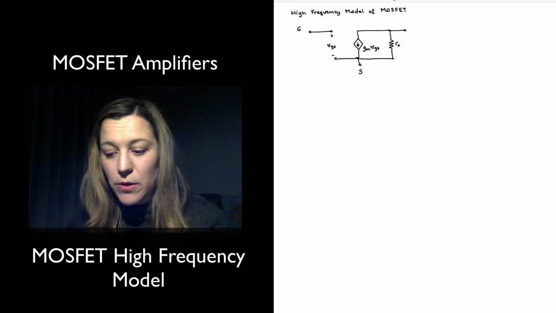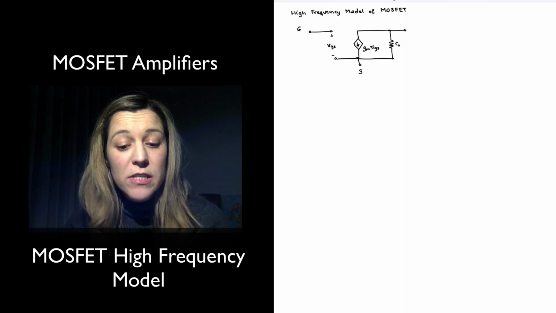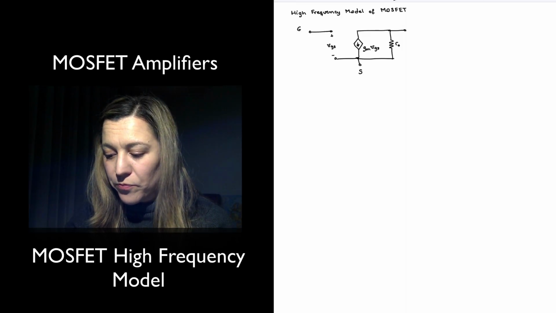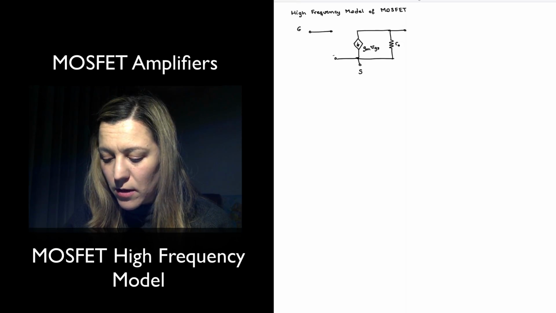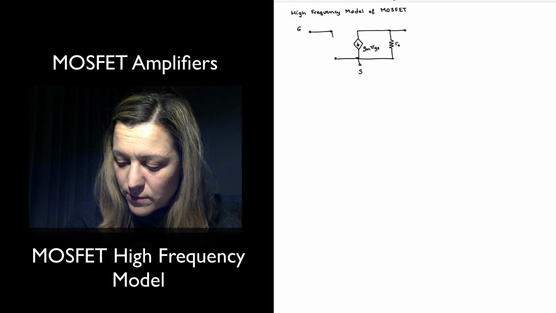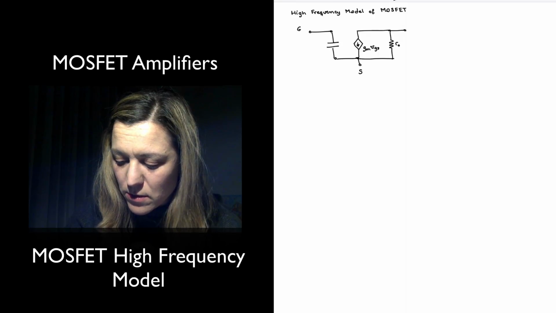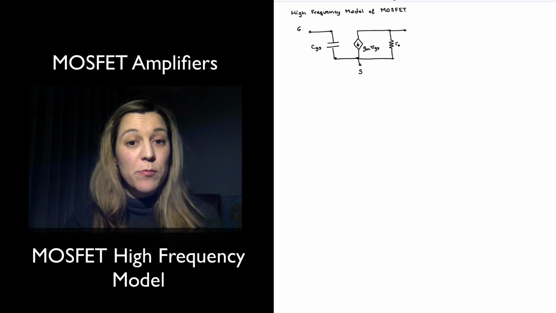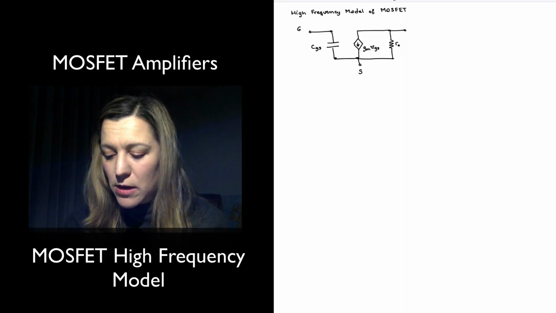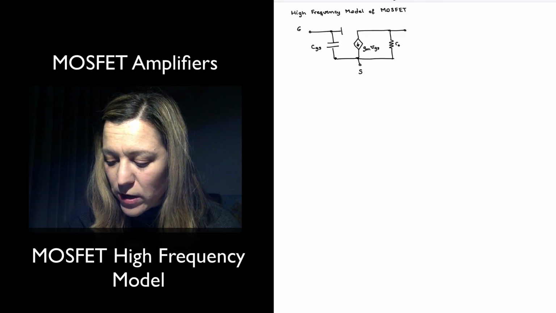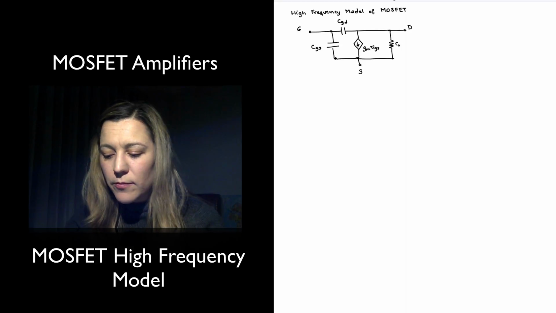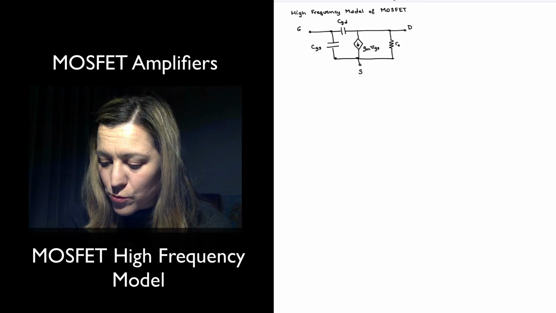Now, in order to calculate or draw the high frequency model, we just need to add some capacitances to our model. And those capacitances are going to be a gate to source capacitance, which we're going to refer to as CGS. Names are very simple because this is the capacitance from gate to source. A capacitance from gate to drain, CGD, and a capacitance from drain to source, CDS.